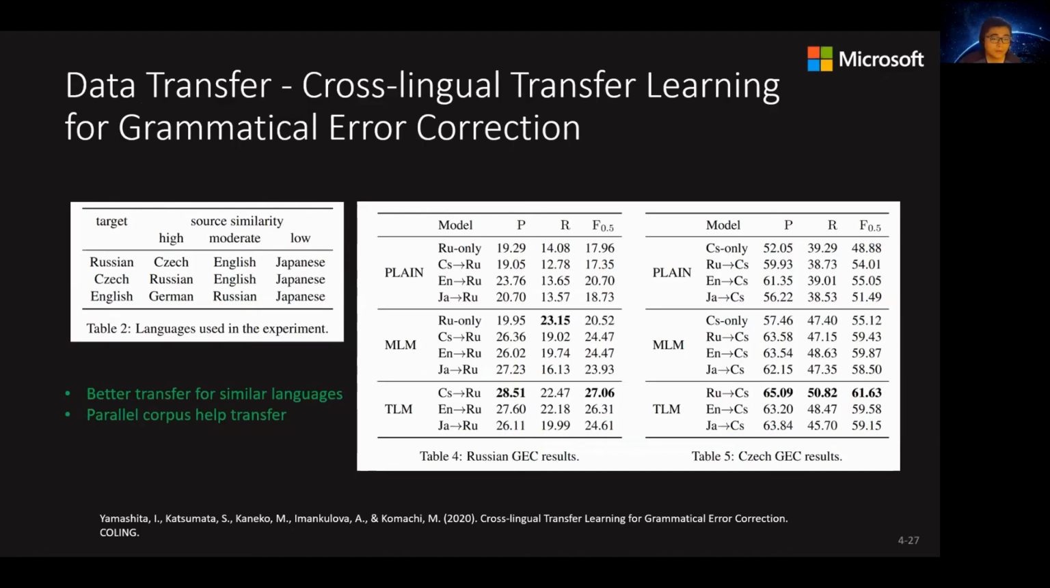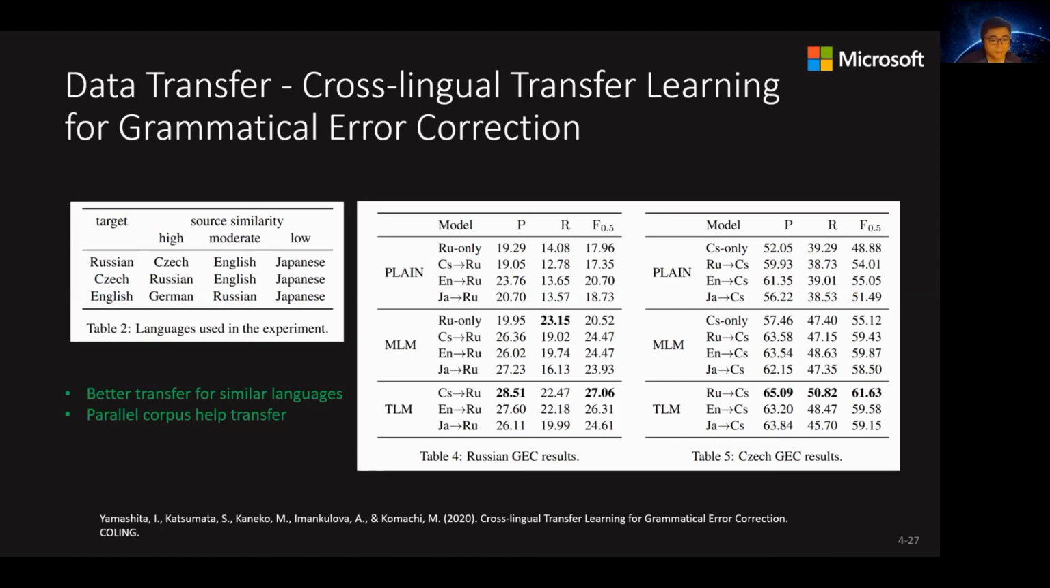And the left table summarizes the language similarity relationships between these 4 languages. And they pick Russian and Czech to evaluate GEC performance and use the other languages as source languages to transfer from. From the left table, we can see that Russian and Czech are the most similar languages. And in the table on the right, we can see that Russian GEC using Czech as source language shows the best performance, and vice versa. This shows that better transfer can be achieved for similar languages.